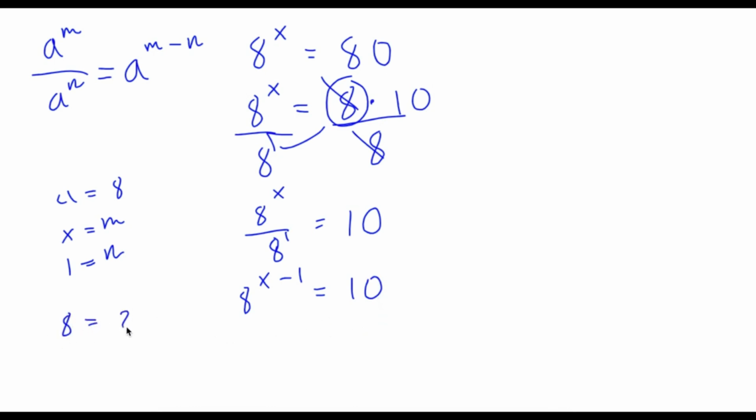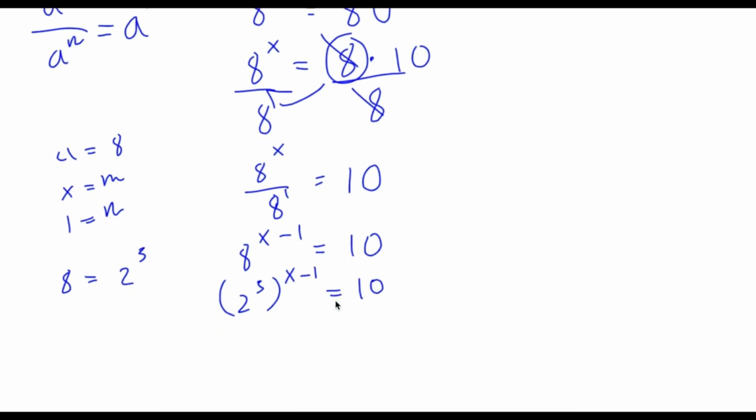Now 8 here, this is the same thing as 2 to the power of 3, right? So I'm going to rewrite 8 to the power of x minus 1 as 2 to the power of 3, to the power of x minus 1, is equal to 10.